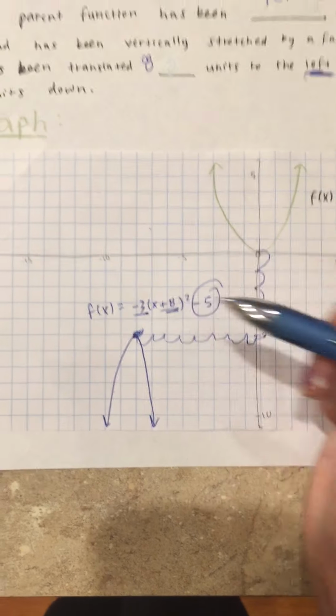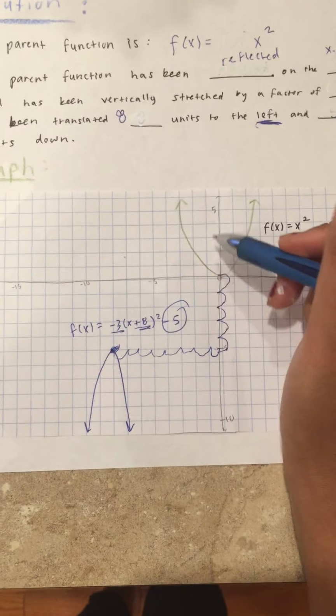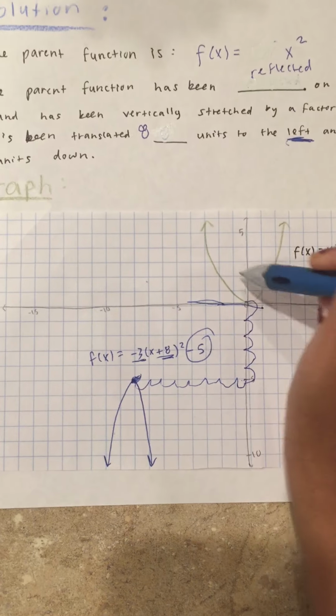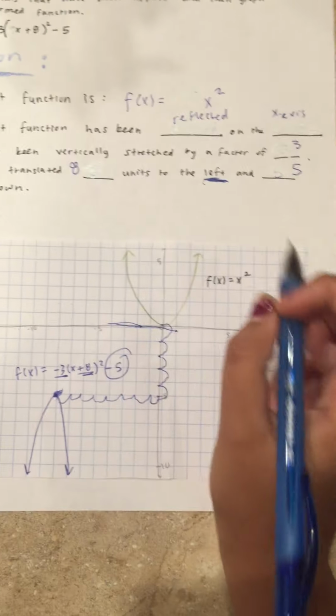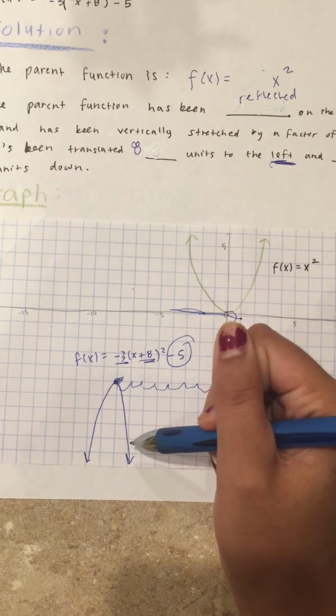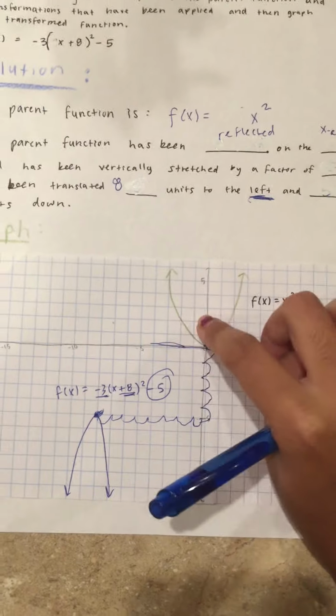The negative 3 shows how it's being reflected over the x-axis from the parent function, and the 3 also shows how it's being vertically stretched by a factor of 3, which makes it appear skinnier than the parent function.